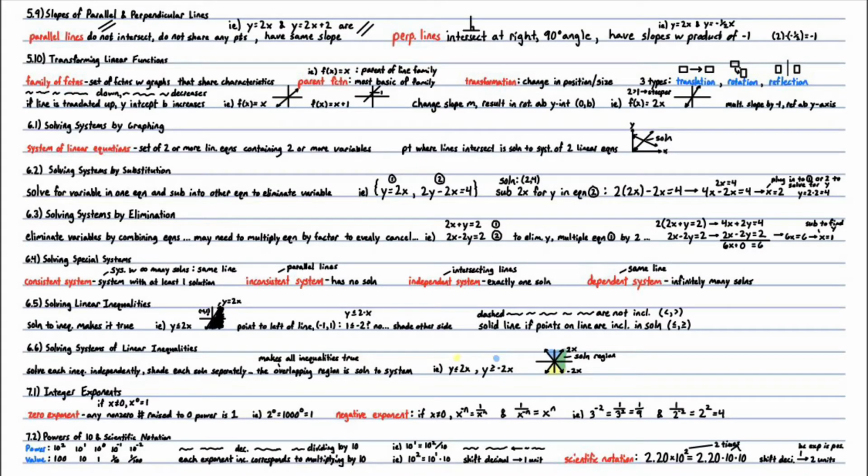Parallel lines do not intersect, do not share any points, and they have the same slope. Perpendicular lines intersect at a 90-degree angle. They have slopes that, when multiplied together, have a product of -1.